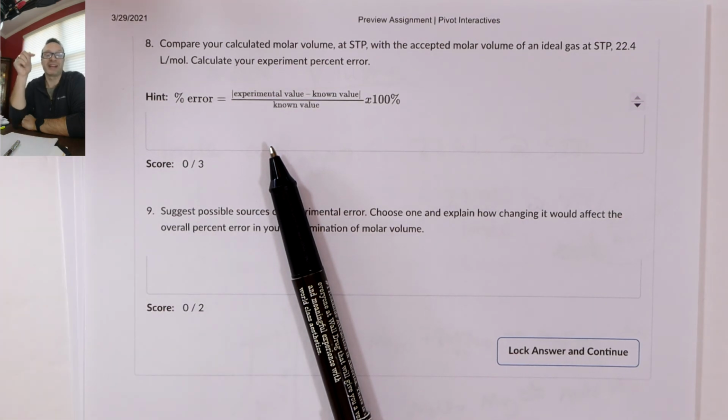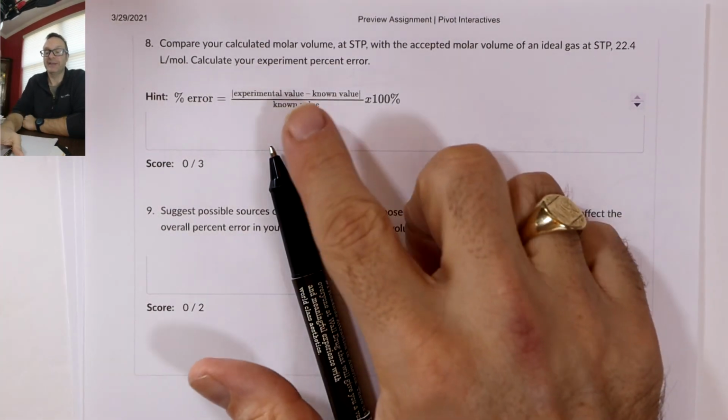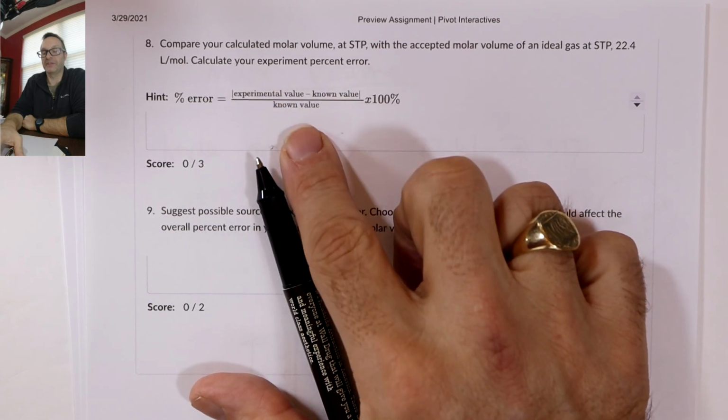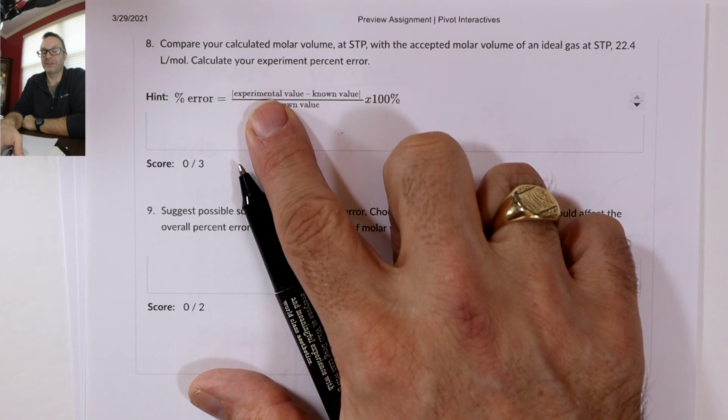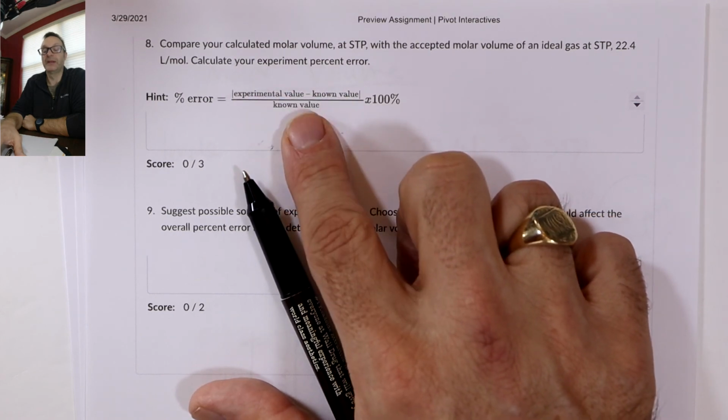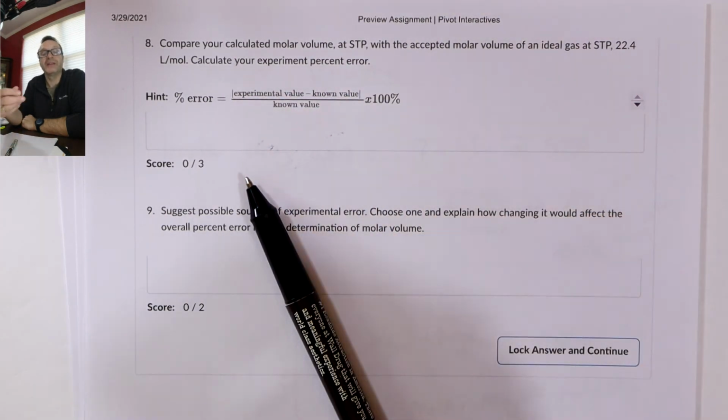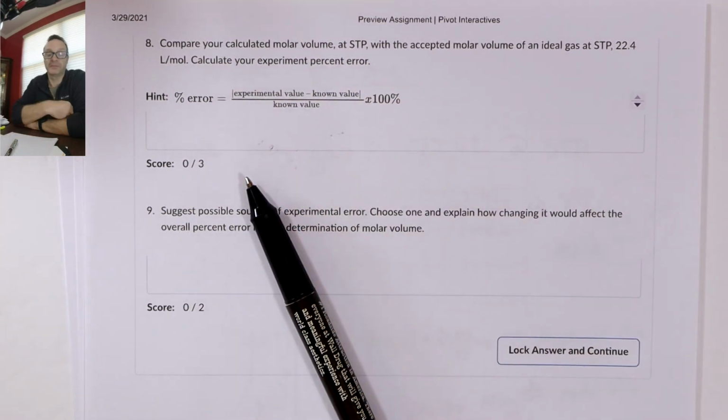So some people just do a fraction times 100 and they get 95. No, it's not 95%, it's 5%, isn't it? It's a 5% error. It's the difference. So it's experimental minus known over known. So your number from the previous question, minus 22.4, is a small number, hopefully. And then that number divided by 22.4 is a fraction of 22.4, times 100 for a percent.